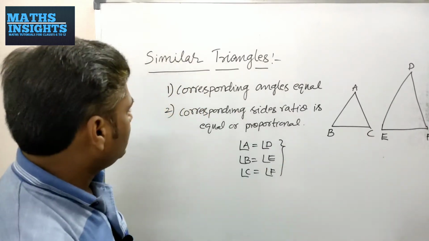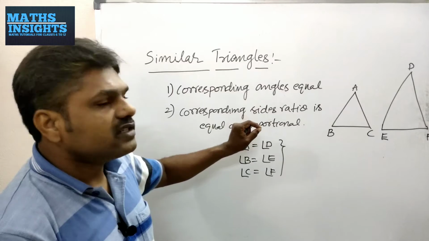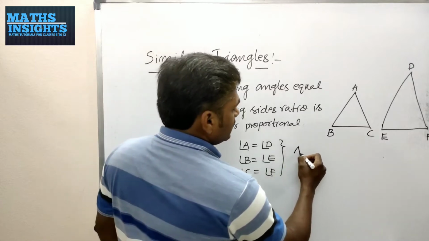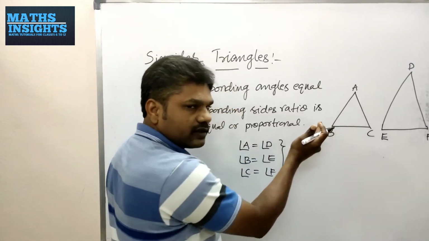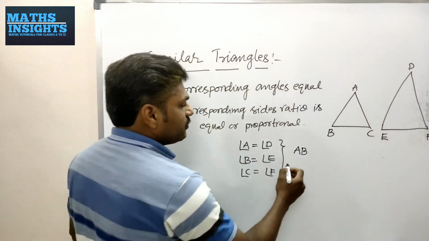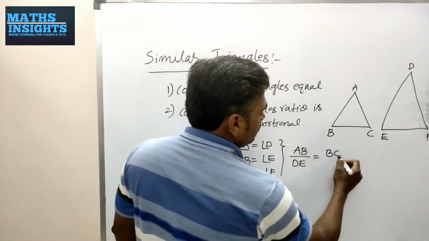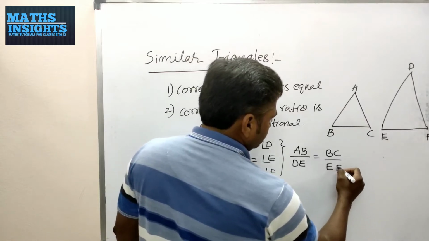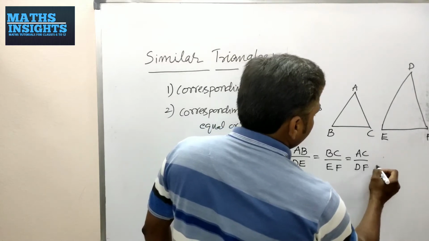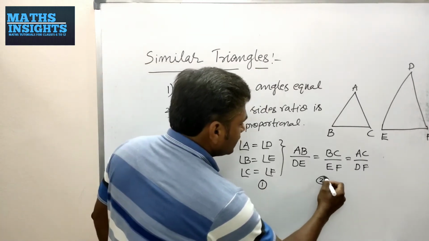Along with this condition, they have to satisfy the second one also, that is, the ratio of corresponding sides must be equal. See, I am taking side AB. For this side, you have DE as its corresponding side. Therefore, AB by DE is equal to BC by EF. Finally, for the side AC, you have DF as its corresponding side. This is the first condition and this is the second condition.